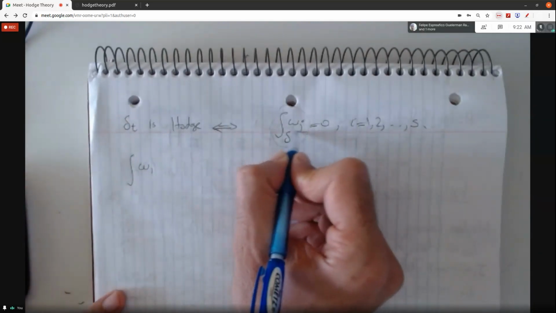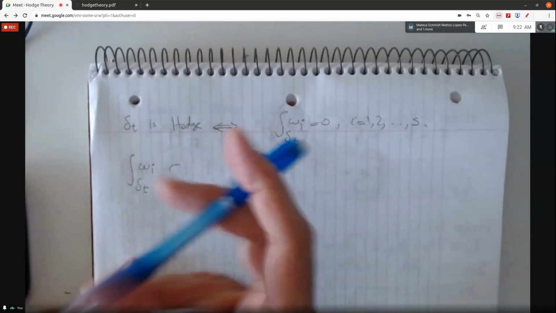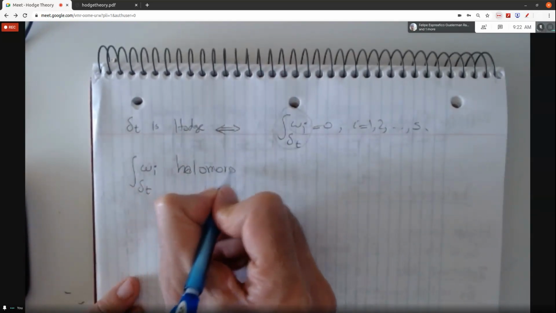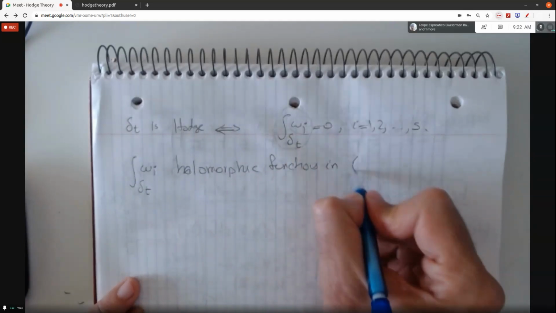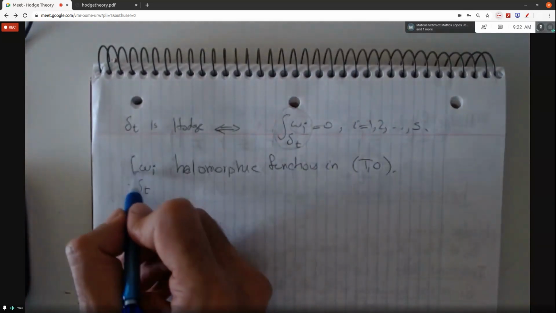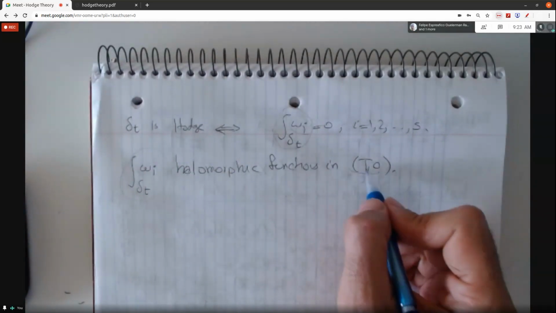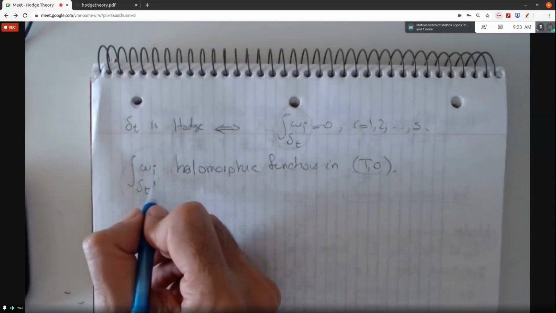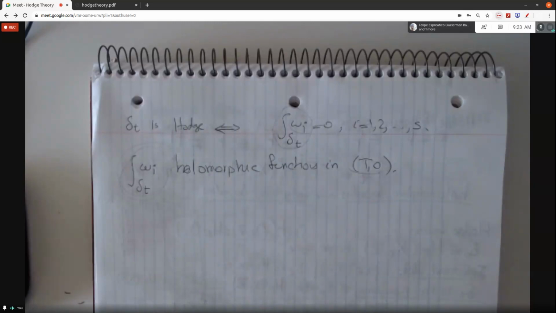The omega_i's are holomorphic sections. They are holomorphic functions in this T0. So I have a bunch of holomorphic functions in a neighborhood of 0 in T, and this is the point. Now we are out of the algebraic geometry framework. These are not algebraic at all; these are just some transcendental functions.